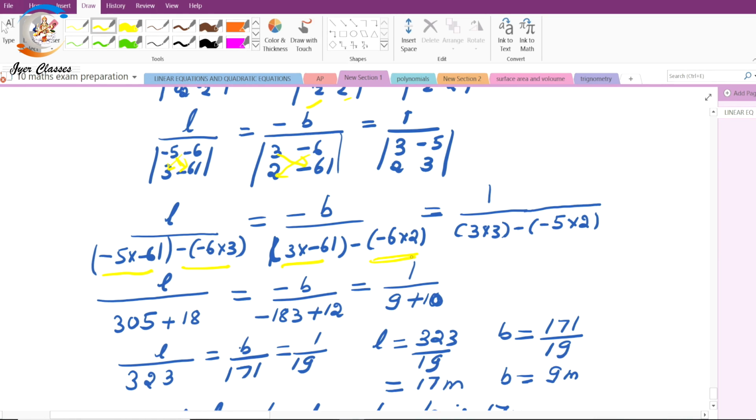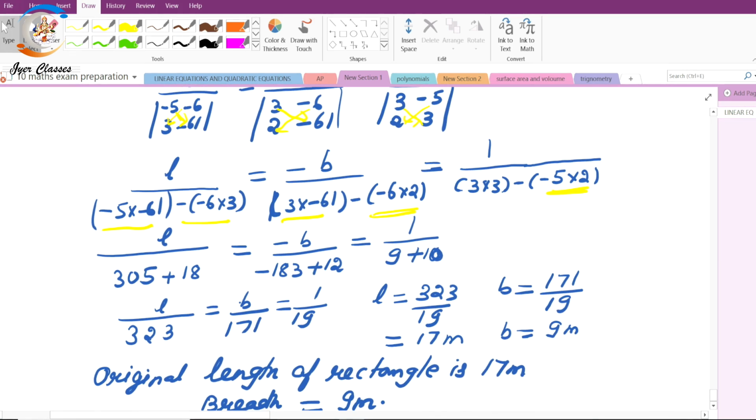Right, put the brackets wherever it is required and then 1 के नीचे 3 3s are 9 and minus 5 into 2, that is equal to minus 10. Calculate the values, you'll get L. 5 into minus 61 is 305 and then minus 6 into 3 is minus 18 and here minus minus plus हो जाता है ना, plus 18. Then B, 3 into minus 61, it is equal to minus 183.